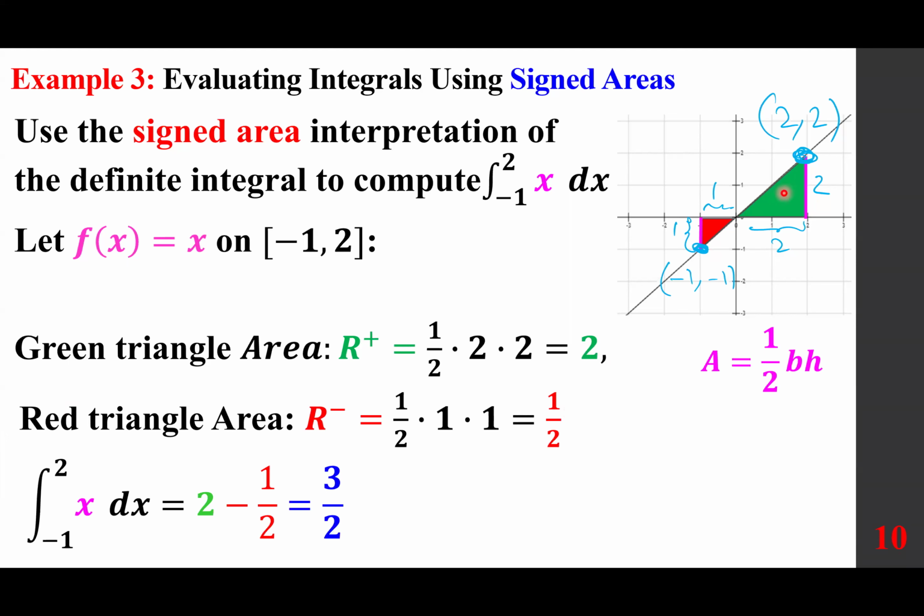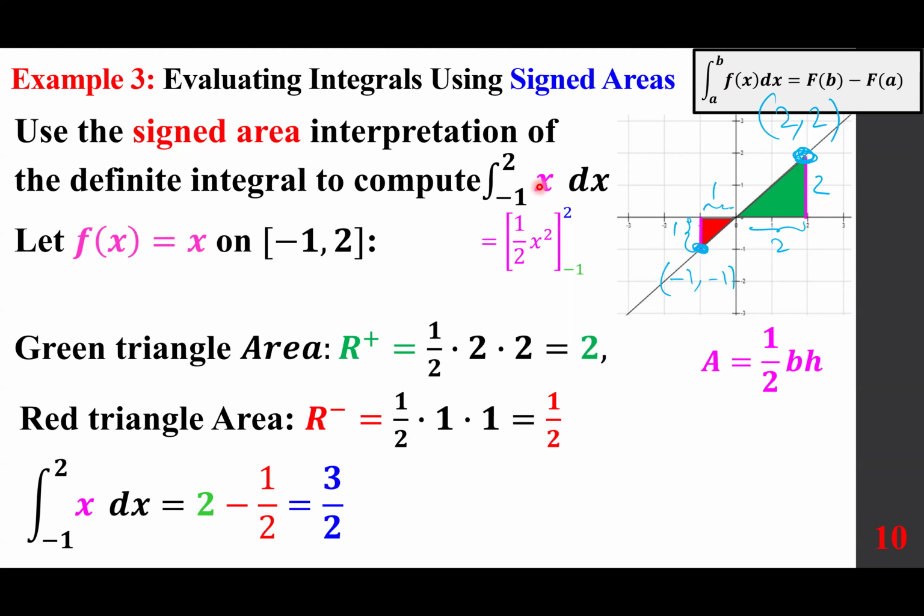Again, not a big deal. It's a shape we are familiar with. We know the formula for the area. It works fine. What if it doesn't? We go to calculus. The integral of a to b f of x dx is capital F of b minus capital F of a. So this function is x. What is the antiderivative? 1/2 of x squared. So we're going to evaluate 1/2 of x squared from -1 to 2.